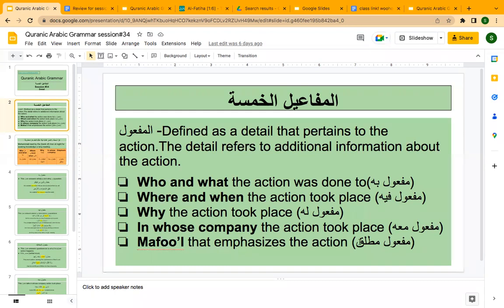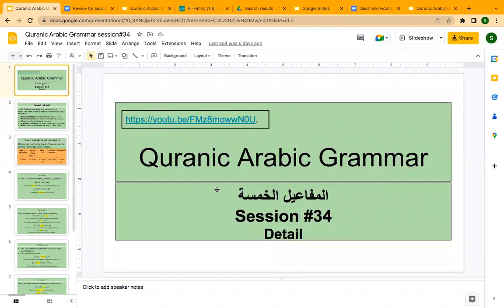So give me the name of maf'ul that answers my what and who question. You can just use abbreviation and I will take it as a right answer. Yes, bihi is the one that answers my what and who question in any given verbal sentence or jumla failure. What is the name of a maf'ul that answers my where and when questions? Maf'ul fihi. Very well done.